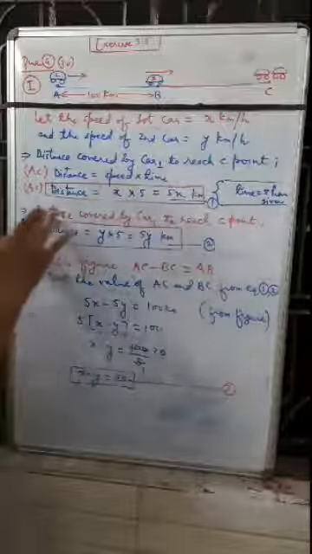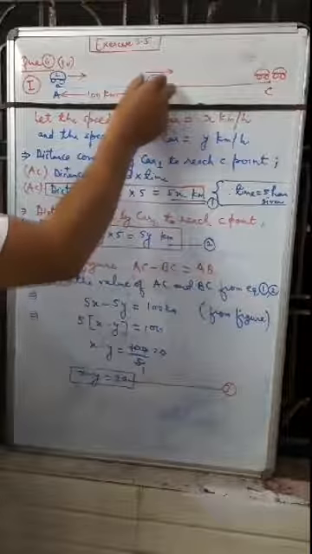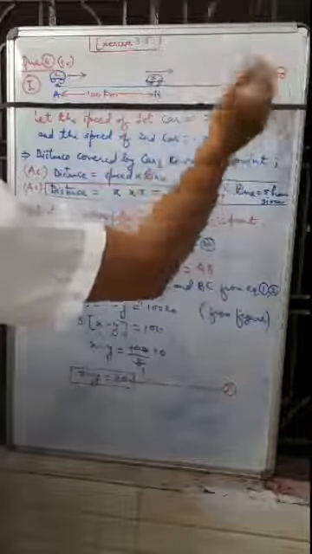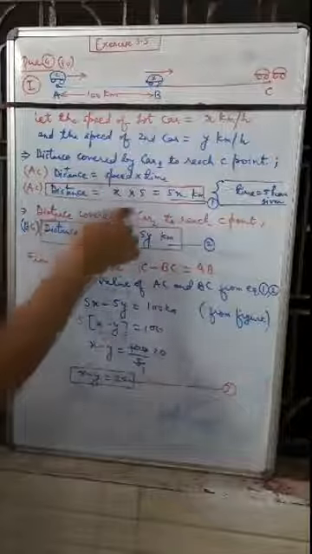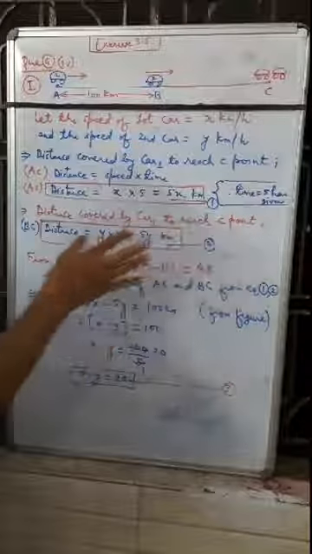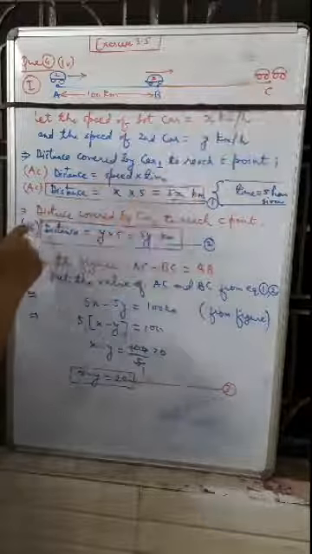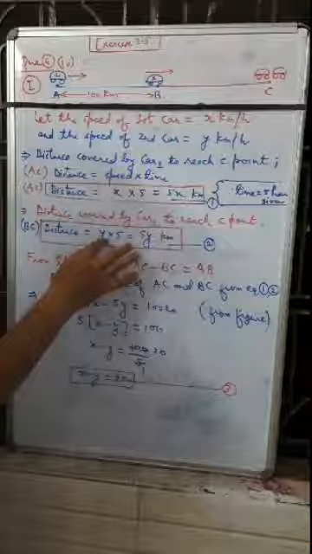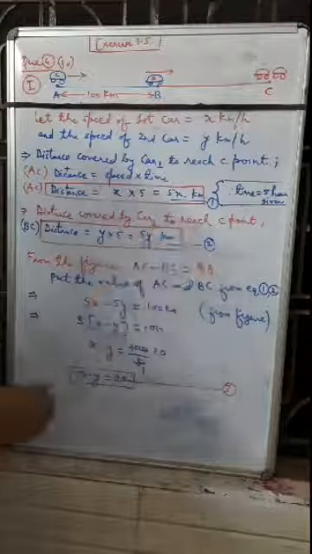Now the distance covered by car 2 to reach point C. Car 2 starts from point B, and after 5 hours it also meets car 1 at point C. So the distance covered by car 2 from B to C, BC, is equal to speed into time. Speed is y km per hour for the second car, into 5. So 5y km.